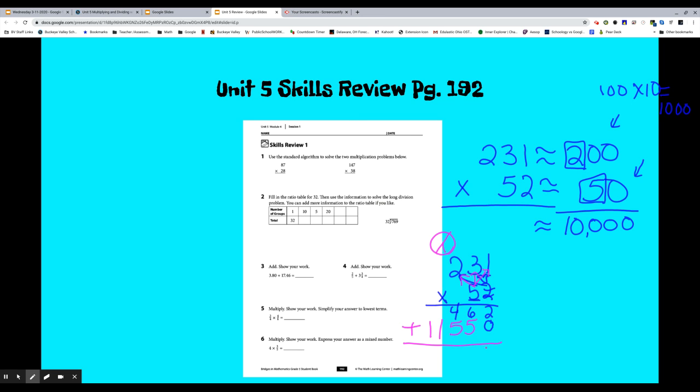2 plus 0 is 2. 6 plus 5 is 11. I'm going to carry my 1. I like to add in what I carry right away so I don't forget to do it, because I always forget to do it if I don't do that. So I know 1 plus 4 is 5, and 5 plus 5 is 10.